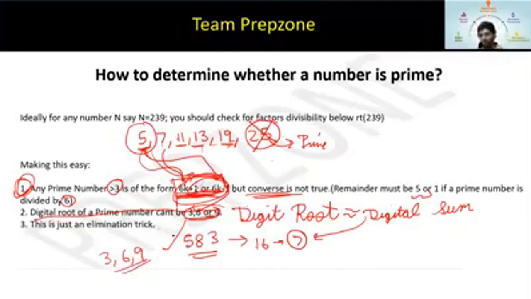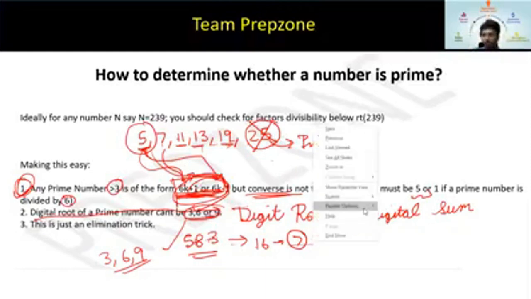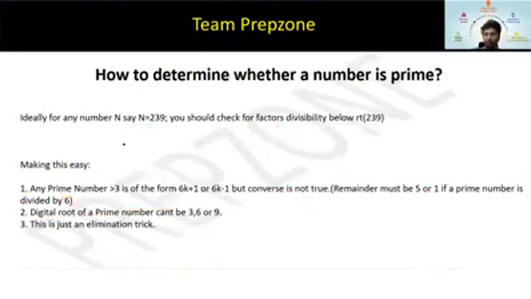Now how to calculate the digital sum also? Every time you cannot go on adding till a single digit. So a digital sum is nothing but mod 9, that is, a remainder. What is the meaning of mod?